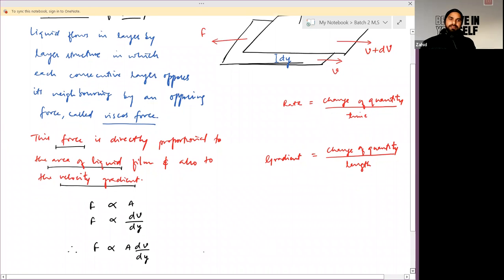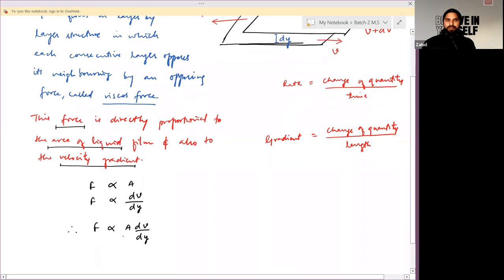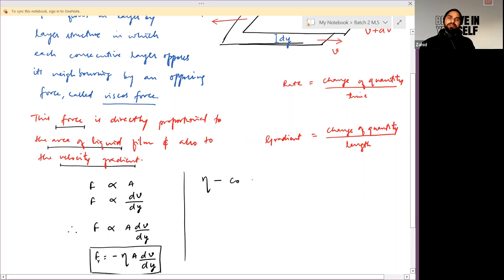Now, replace this proportionality sign by any constant term. So you'll get F equals minus eta A dV by dy. This minus sign indicates that this force is opposing in nature. This constant of proportionality is the Greek alphabet eta, which is also called the coefficient of viscosity.